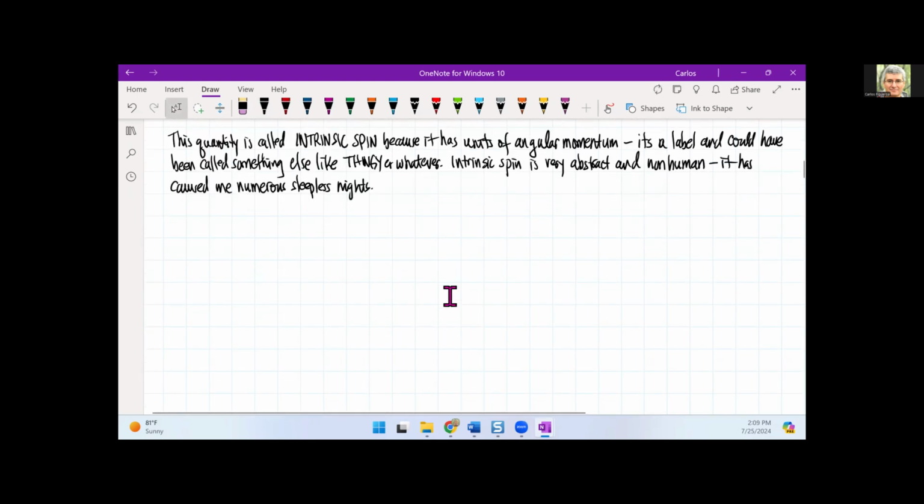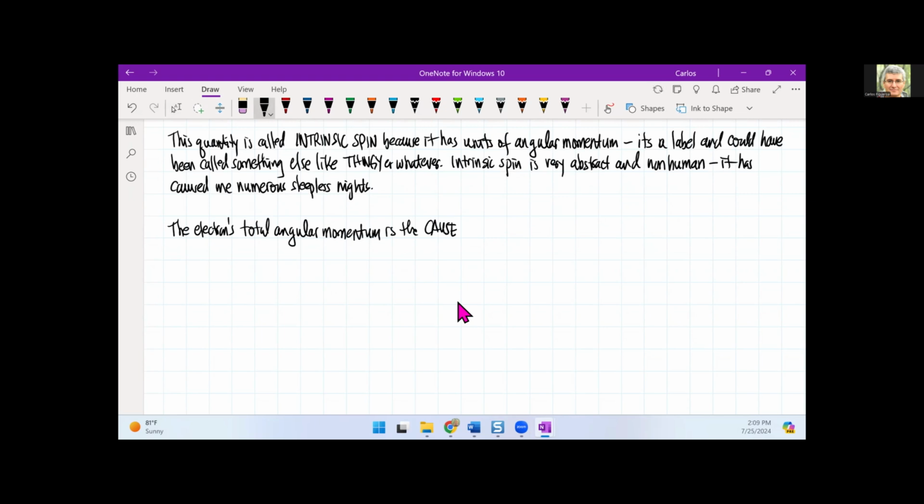Now, let's get back to the physics. So what do we know? The electron's total angular momentum is the cause of magnetism. Which has two parts. It has two parts. And so here's the way we write it down.